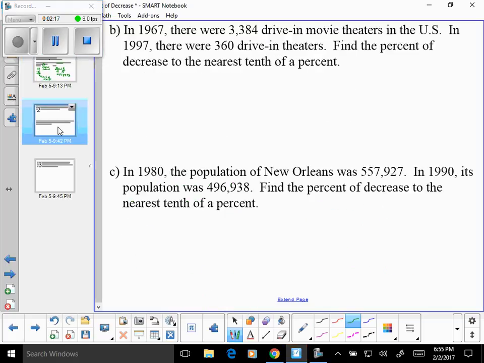Let's look at example B. In 1967, there were 3,384 drive-in movie theaters in the United States. In 1997, 30 years later, there were 360 drive-in theaters. Find the percent of decrease to the nearest tenth of a percent. The original amount is 3,384. We're going to subtract.